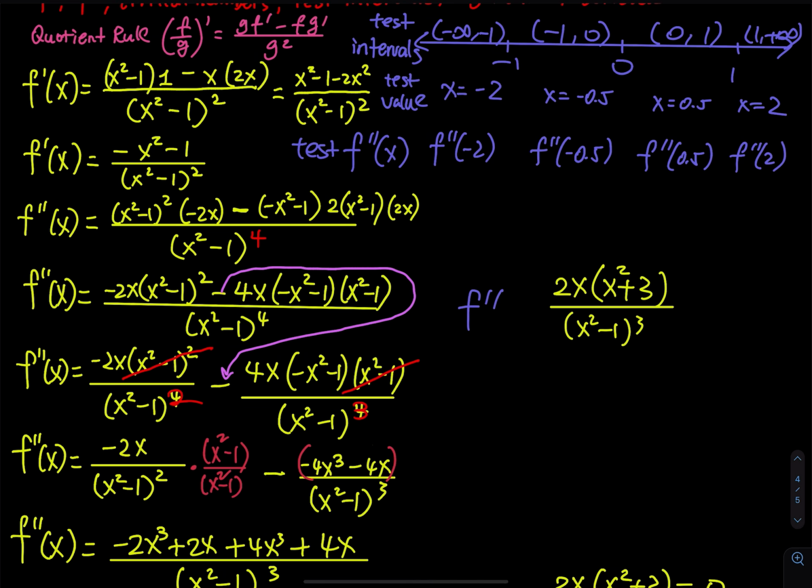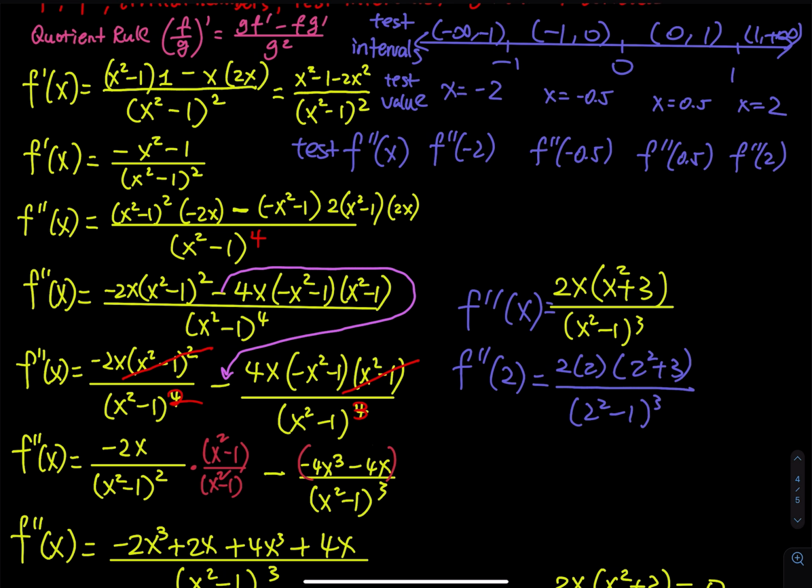F double prime of x. So when x is equal to 2, you have f double prime of 2. So you have 2 times 2, and then 2 squared plus 3, divided by 2 squared minus 1 to the third. So that gives me 1.037, and then you do this for the other three numbers.